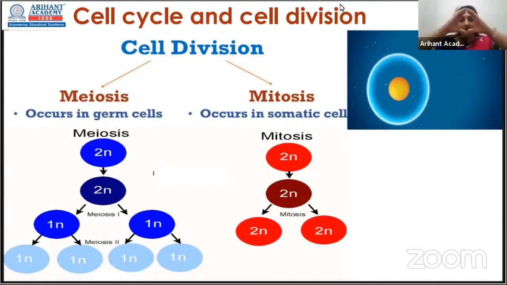Jaise amoeba hai. Amoeba divides into two. All those kinds of cell division are called mitotic cell divisions or mitosis. Very important for our portion and syllabus. They occur in somatic cells. What is soma? Soma is body. So these are for our body cells.